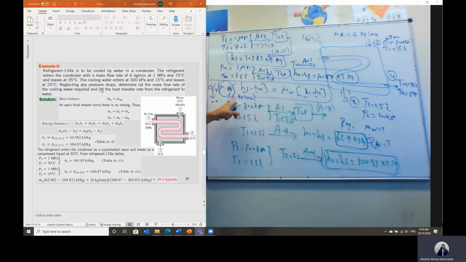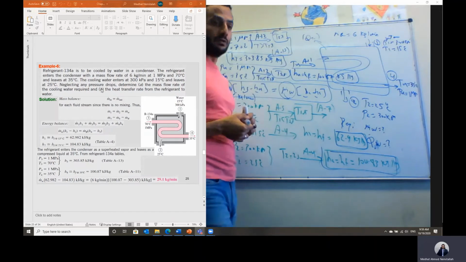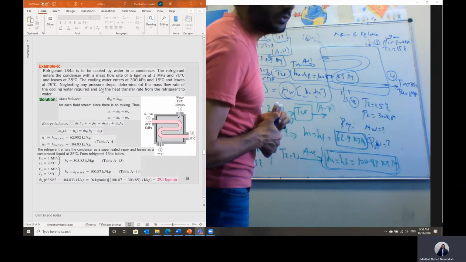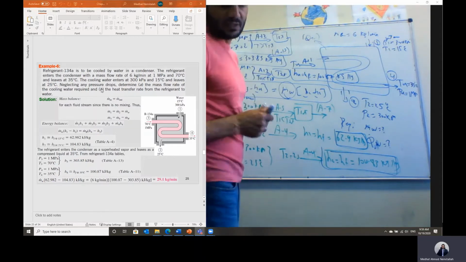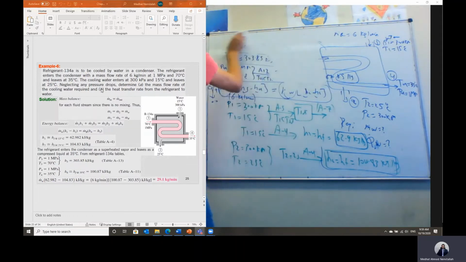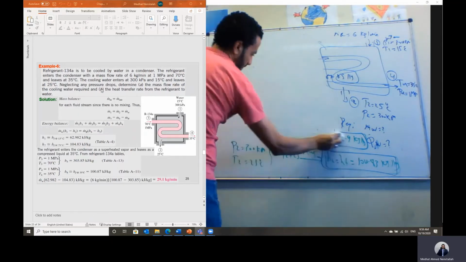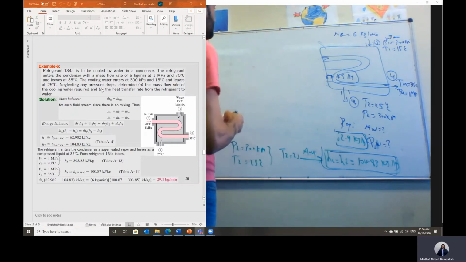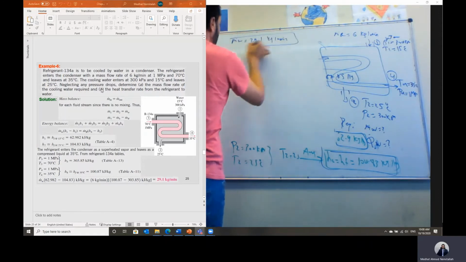Okay, so we can leave it in kilogram per minute, then we can get the mass flow rate of water also in kilogram per minute. If you calculate the mass flow rate of water, it will be 29.1 kilogram per minute in this case. So the mass flow rate of water will equal 29.1 kilogram per minute.